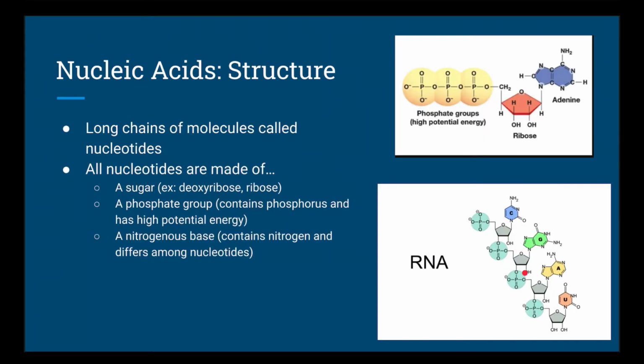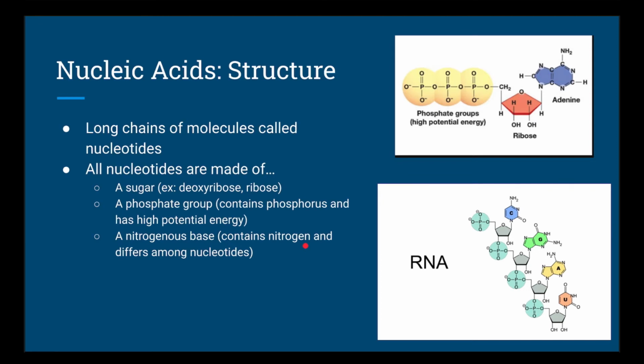Okay, and secondly, all nucleotides are made up of a phosphate group, so obviously this contains phosphorus, and in addition to that, it has a very high potential energy, the phosphate group inside of the nucleotide. And the final component of a nucleotide is going to be a nitrogenous base. This means that it contains nitrogen, obviously, and the nitrogenous base can differ among nucleotides. So this means that with every nucleotide, there can be a different version of the nitrogenous base.